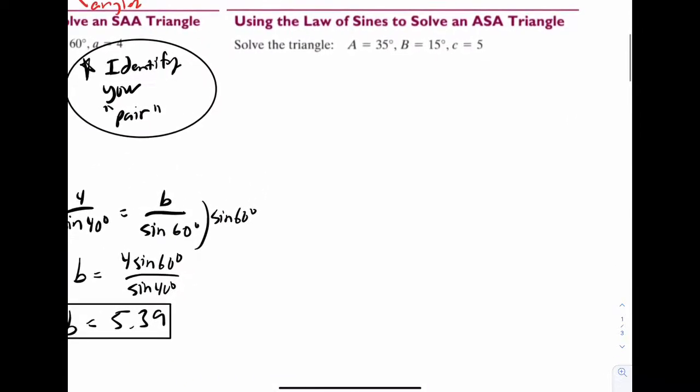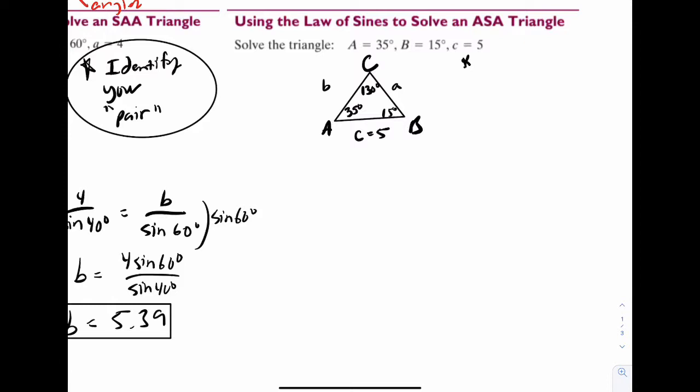So let's go on to example 2. We're going to start the same way. We're going to draw a generic triangle. Again, you can just make it any triangle. This is just generic, so this is clearly not to scale. A, B, C, and a, b, and c. Label it: A is 35, B is 15, c is 5. Again, notice how we can find the last angle. Just add 35 and 15, that'd be 50, which means C must be 130.